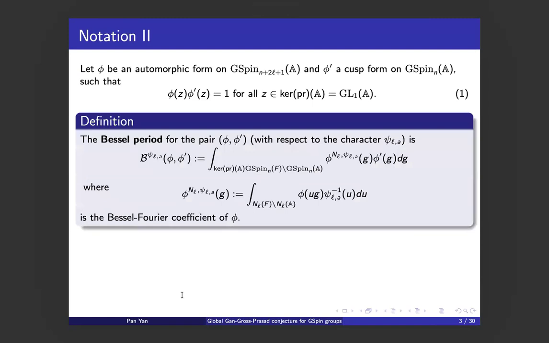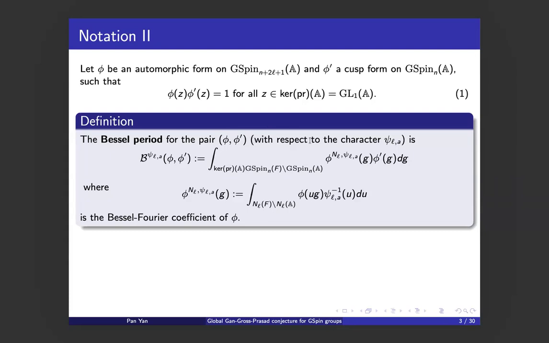Now we take phi to be an automorphic form on GSpin_{n+2l+1}, and phi prime to be a cusp form on GSpin_n, so that if we take their product and restrict to the connected component of the center, we get 1. So phi(z) times phi prime(z) equals 1 for all z in the connected component of the center of the GSpin groups.